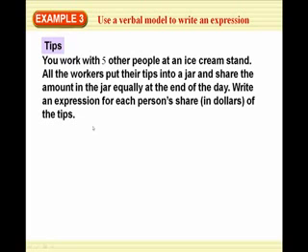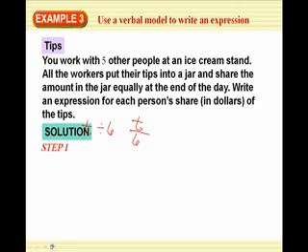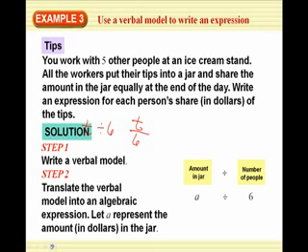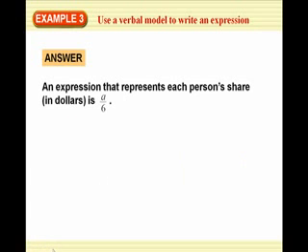So you take the number of tips, which you can call T, or you could use X. I think the book is using A, and you're going to divide it by 6. Or you write it this way, T divided by 6. You're sharing them equally, so you divide. In a verbal model, and then there's the A divided by 6.